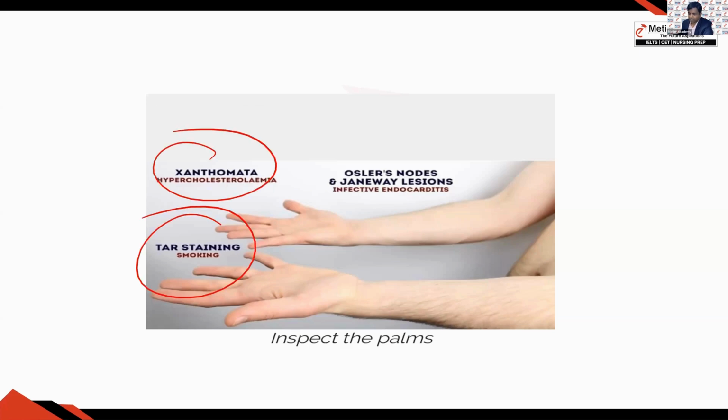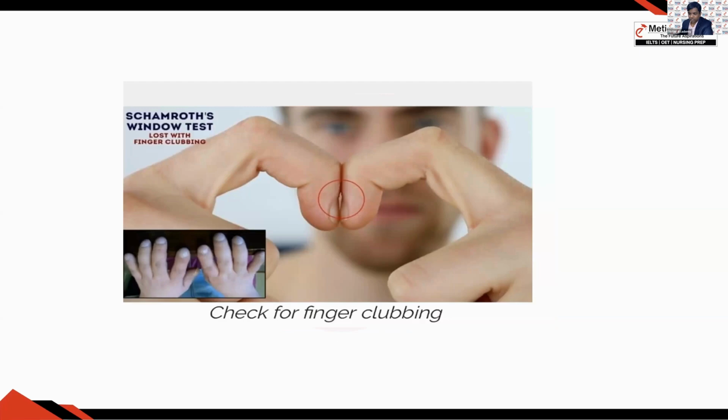Xanthomata we have seen, tar staining we have seen, and Osler nodes both we have seen. Yes, this is finger clubbing. Already I have discussed it. Usually you can do it and see yourself. Usually there is a small gap, everyone has a small gap. Even I also have. So that is a normal finding. If the gap is not there, then there is finger clubbing.